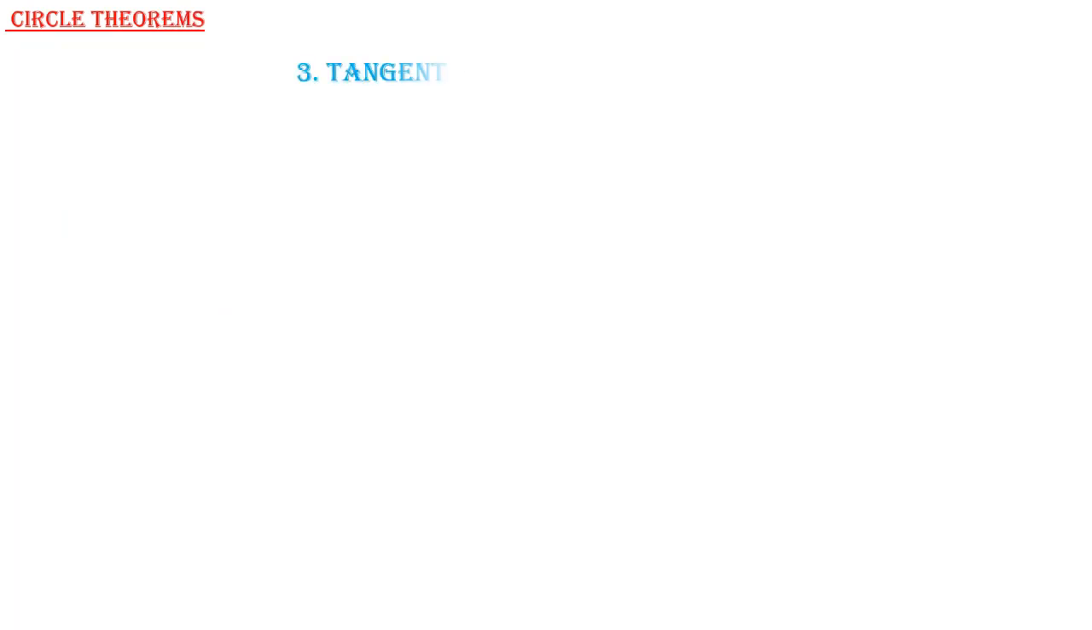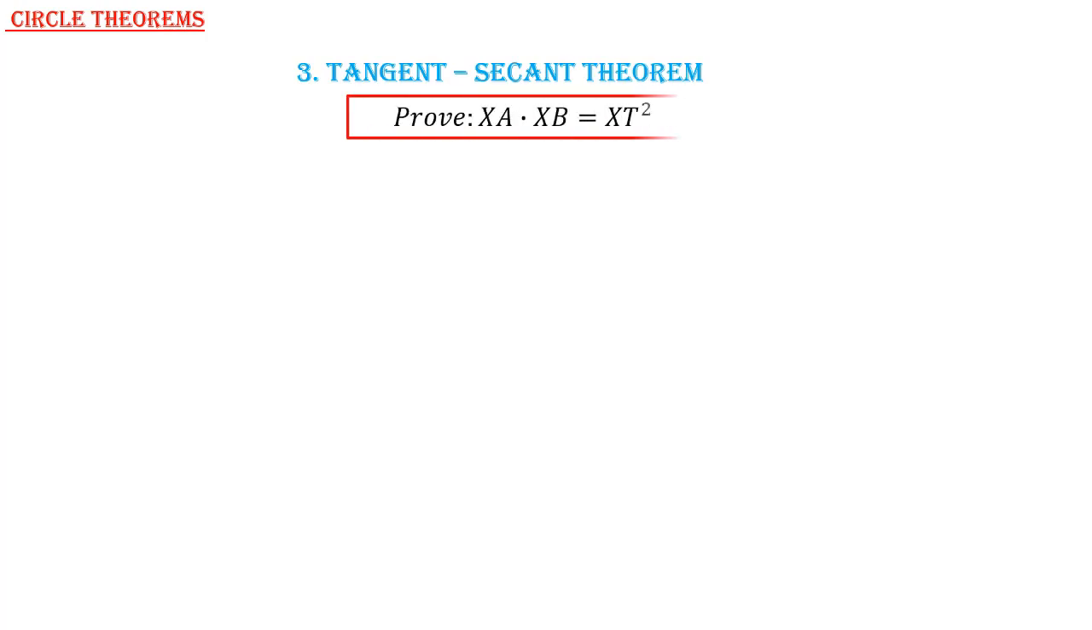And our next theorem on tangent and secant. This one is the tangent secant theorem. We have to prove that AS dot SB is ST squared.